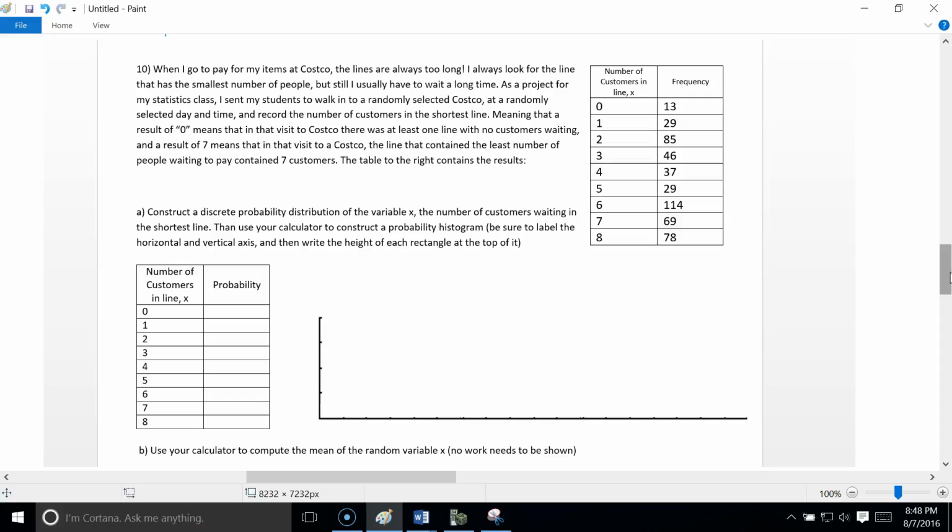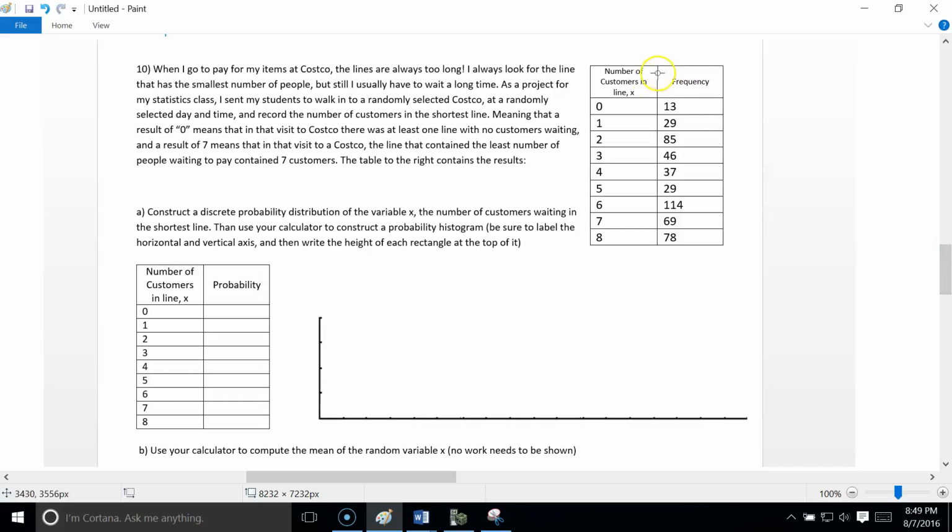Okay, so the first thing we have to do is construct a discrete probability distribution of the variable x, the number of customers waiting in the shortest line. Then use your calculator to construct a probability histogram. Be sure to label the horizontal and vertical axis and then write the height of each rectangle at the top of it. Okay, so let's go to our calculator and input all this information.